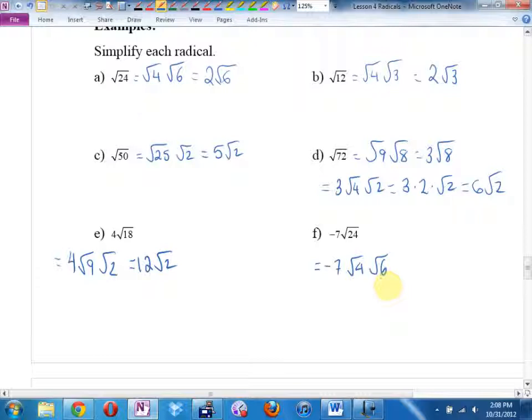Don't do that. What is the square root of 4, with a negative 7 in the front? Negative 14 root 6. Right? Not too bad. Let's try a few more.